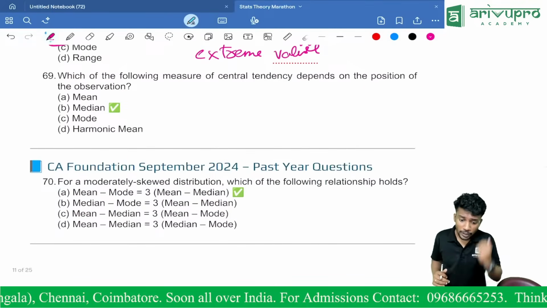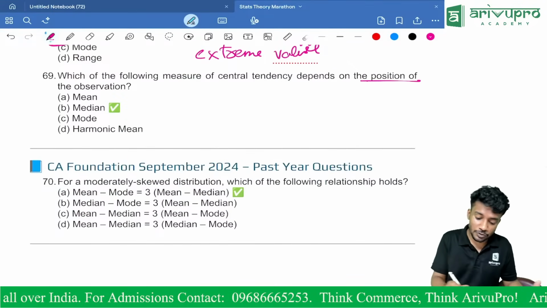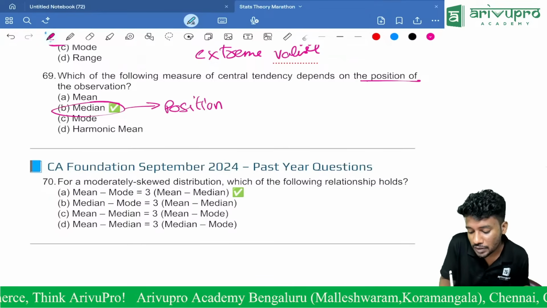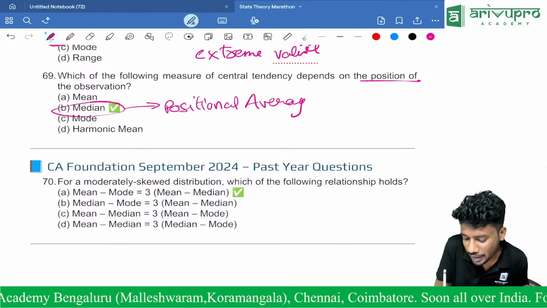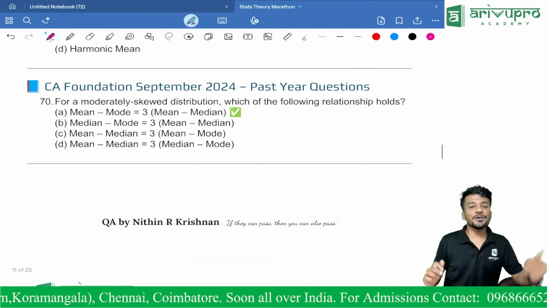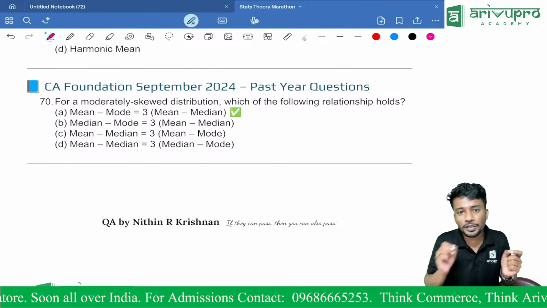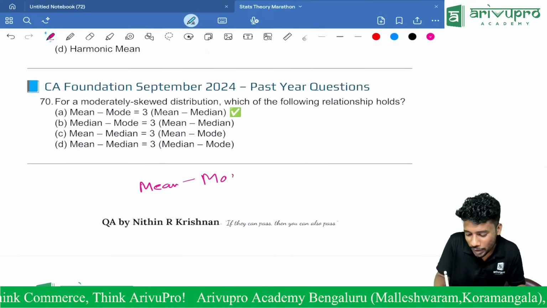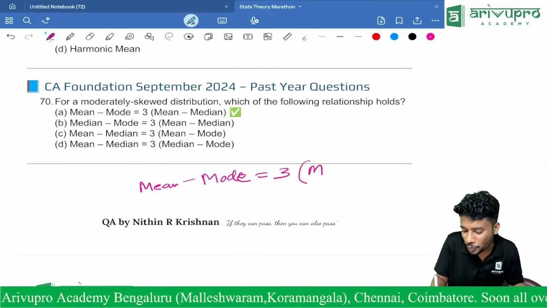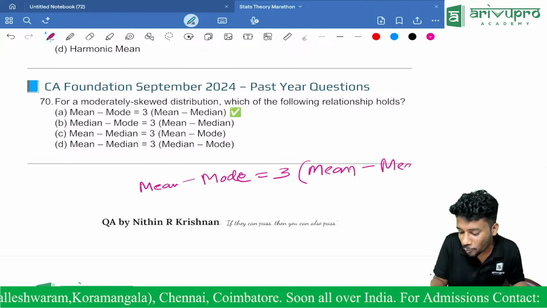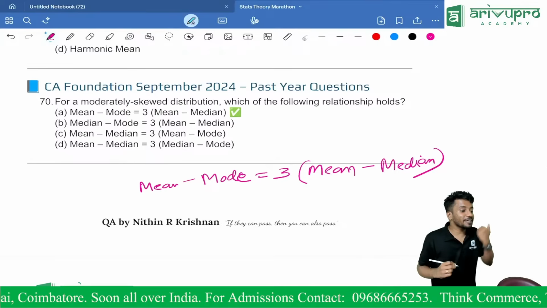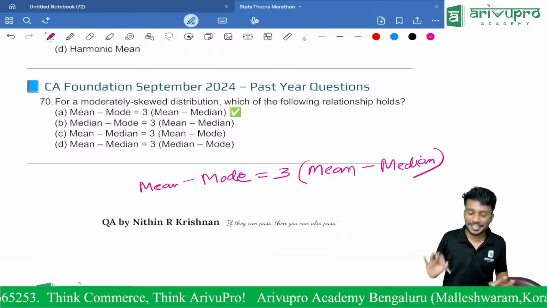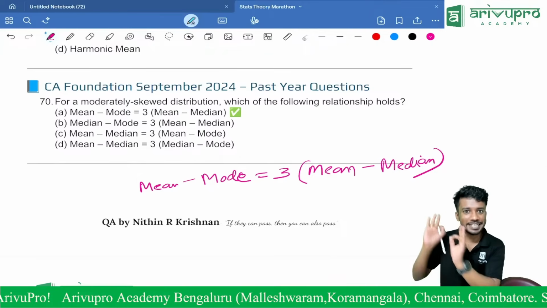Then which of the following measures of central tendency depends on the position of the observation? The median is called the positional average. Remember, positional average. So median is the answer. Now tell me the answer: mean minus mode is equal to 3 into mean minus median. One of the most important questions. It can come in your examination. So remember this: mean minus mode is equal to 3 into mean minus median.